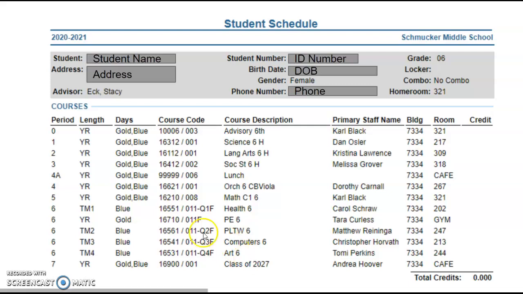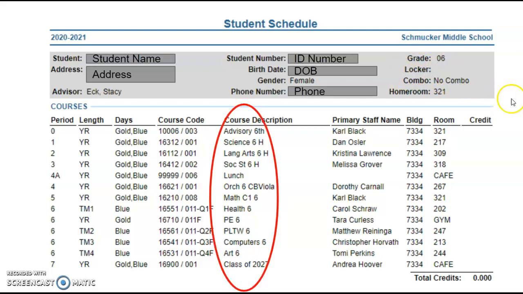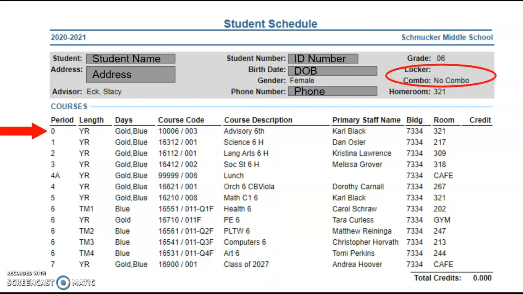You'll find some of your personal information along the top. And also, if we were starting the year in person, you would see your locker information listed. Then we get to the important stuff, all your class information. So every student starts their day with an advisory class.